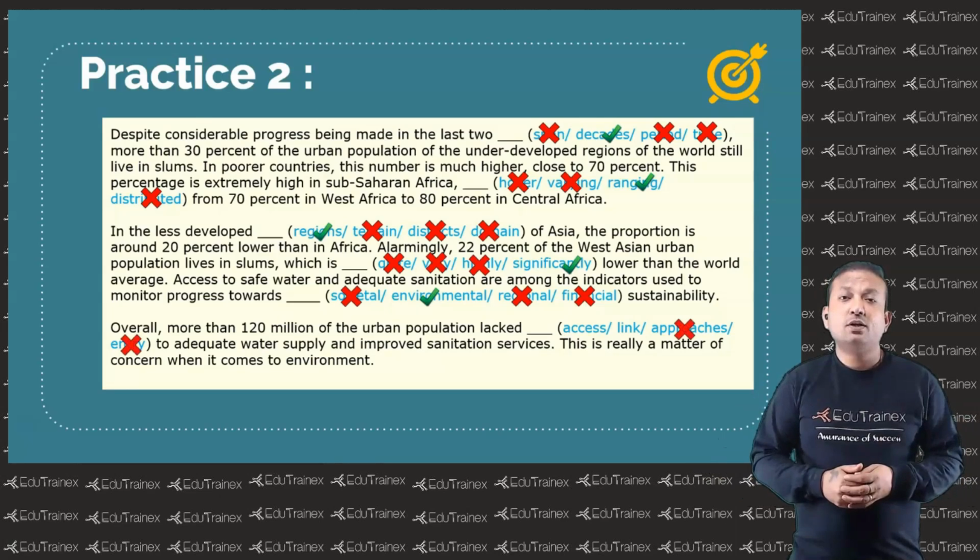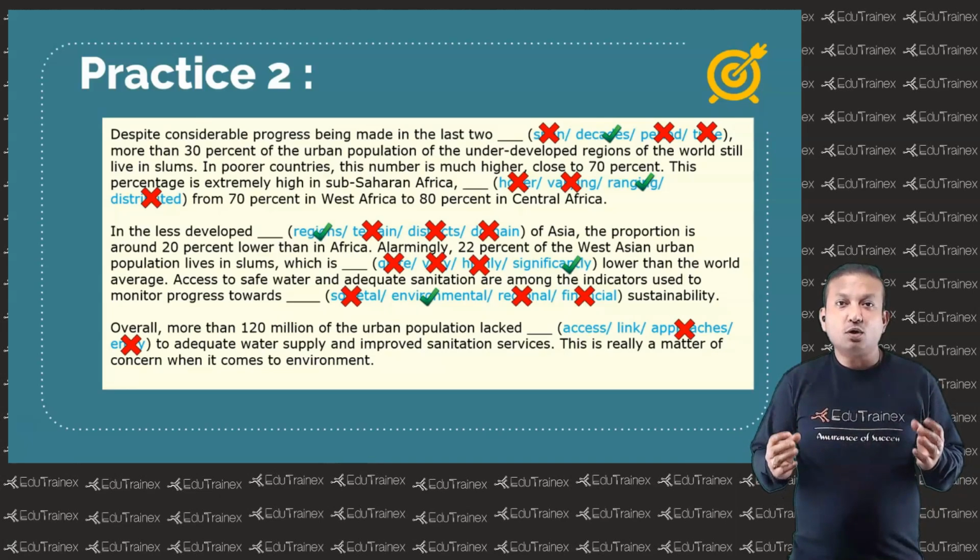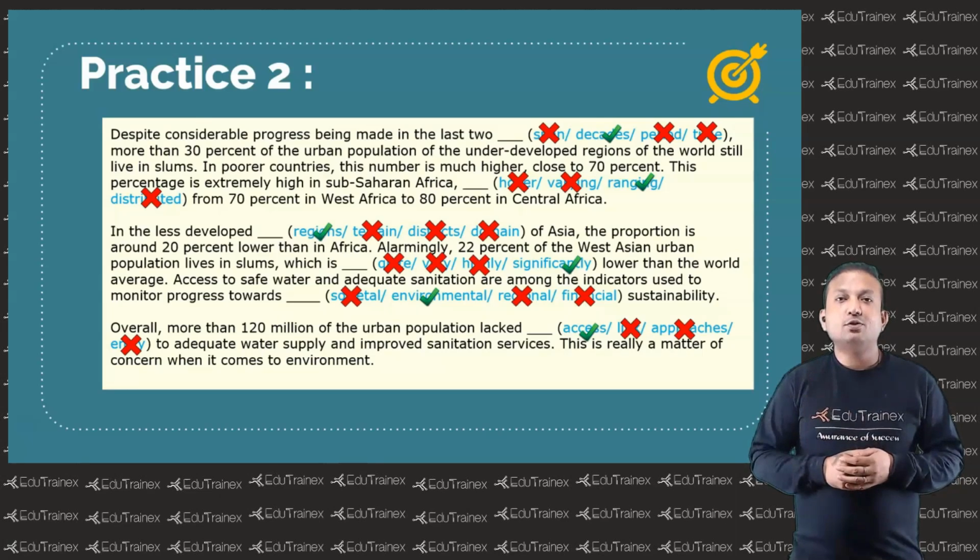Absolutely not. The sentence is trying to say that 120 million people don't have water. So access to water supply is the best answer here. Link to water supply definitely doesn't make sense here and is less appropriate and definitely incorrect usage. So the best answer here is access. Great job.